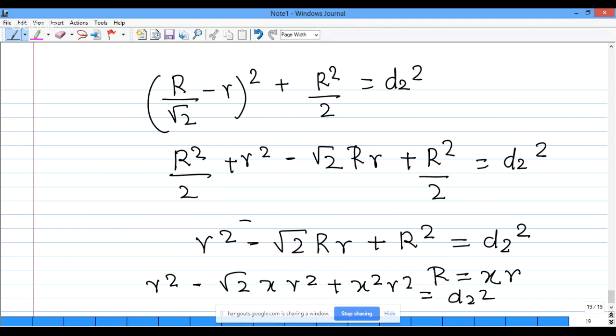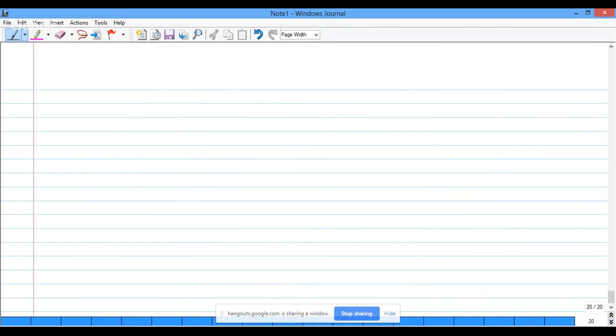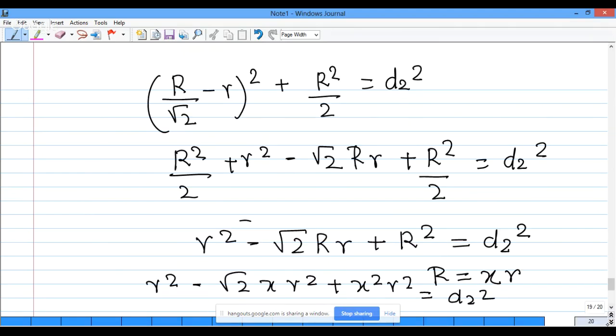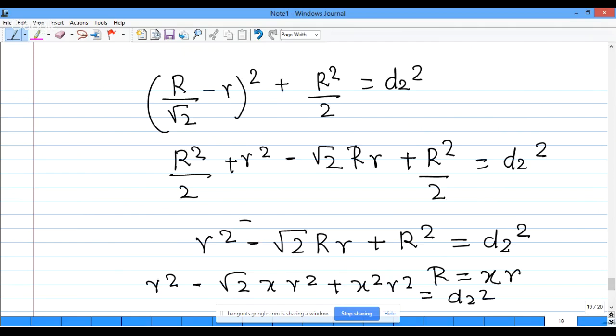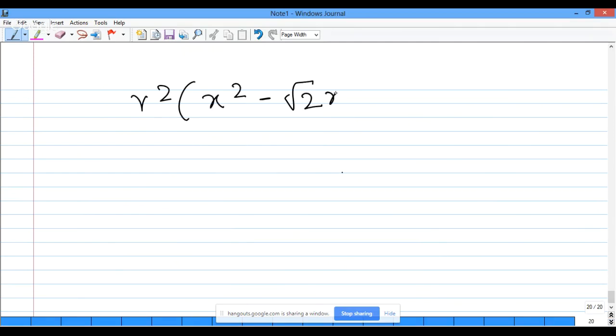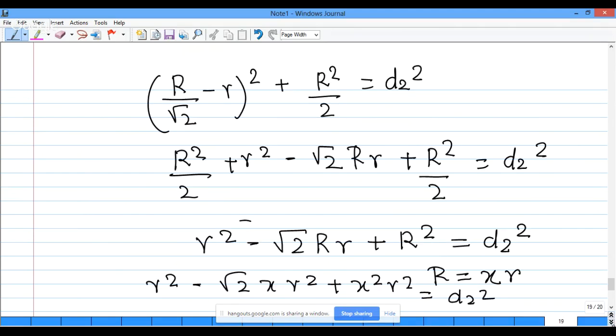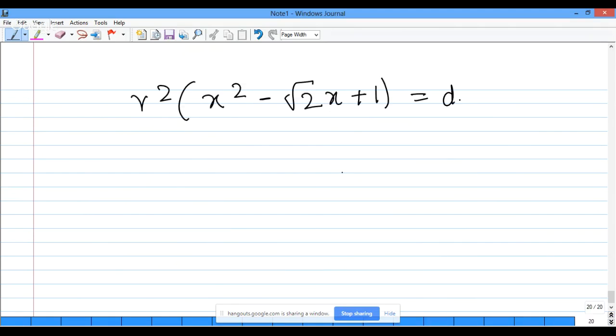So from this, I can get an equation. I have taken this r squared outside, then I will get x squared minus root 2 x plus 1 is d2 squared. Okay, so this is one equation that we have in here.